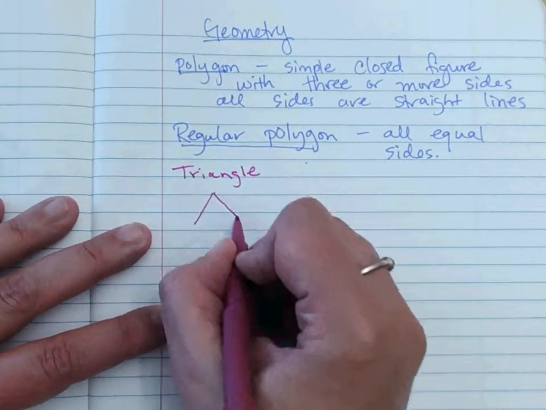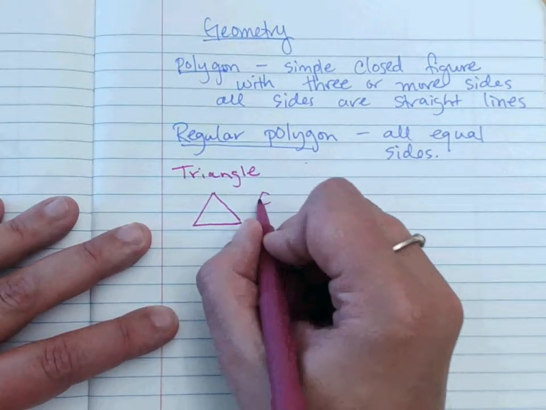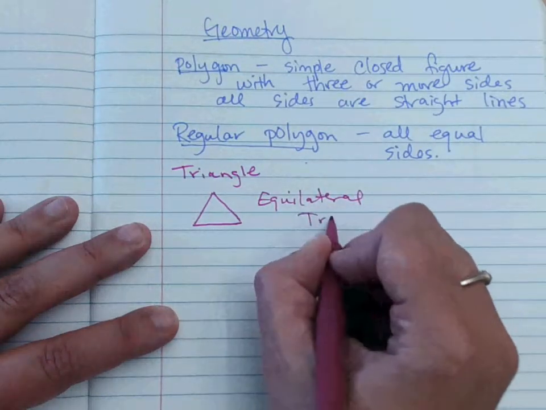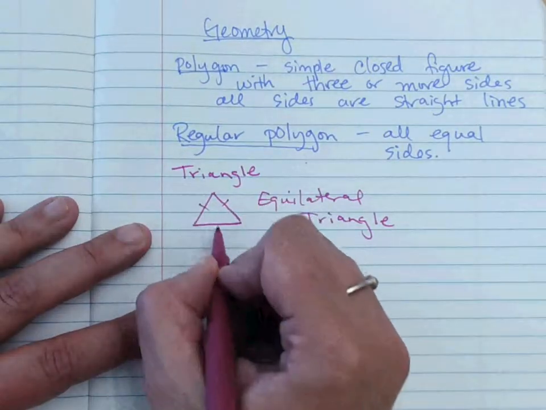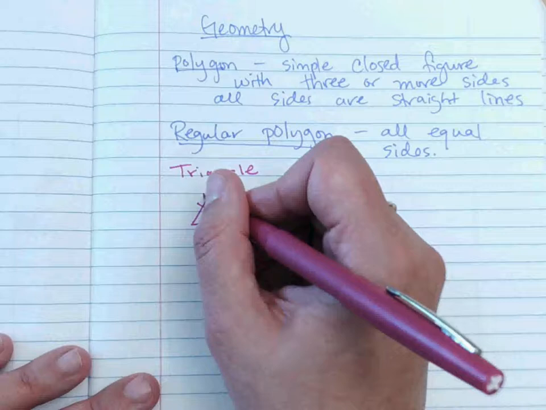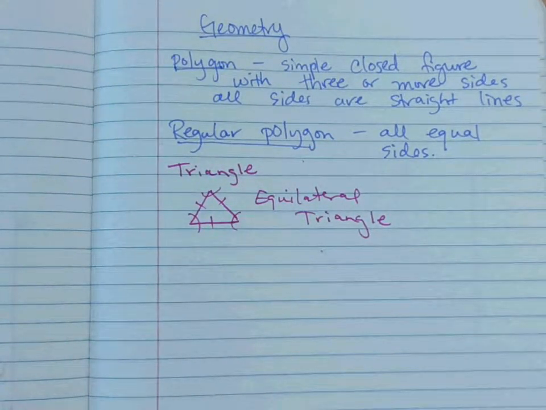A triangle that has all equal sides is called an equilateral triangle. And there's other kinds of triangles as well, but in this one all the sides are equal. All the angles would then also be equal. If the sides are equal, the angles would have to be equal. Okay, so that's one shape.